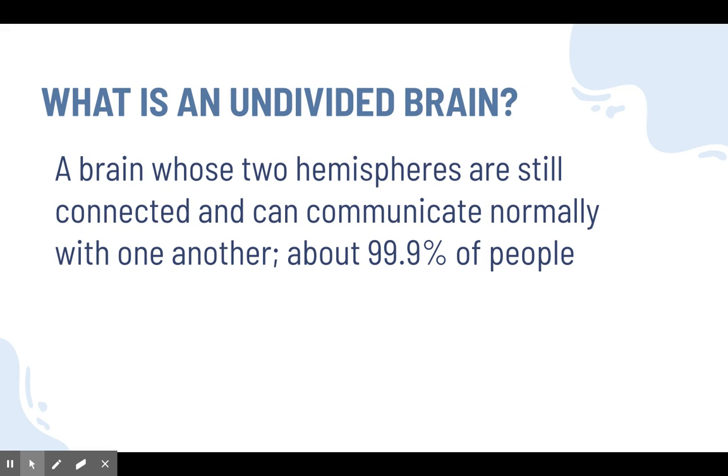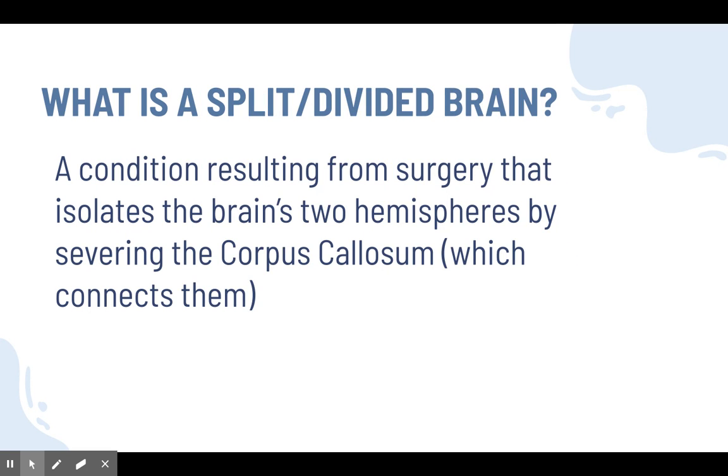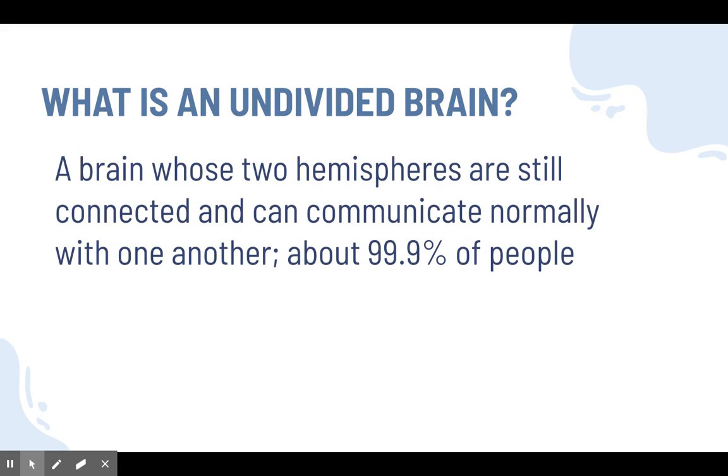You might be thinking, whoa, I've never heard of this. The reason is that almost all people have an undivided brain, what we would say is a normal brain. All of us have an undivided brain because our corpus callosum is intact. An undivided brain is a brain whose two hemispheres are still connected and communicate normally with one another. This is about 99% of people in the world. I know you all don't have divided brains because you would be functioning very differently. This is the normal state of our brain.